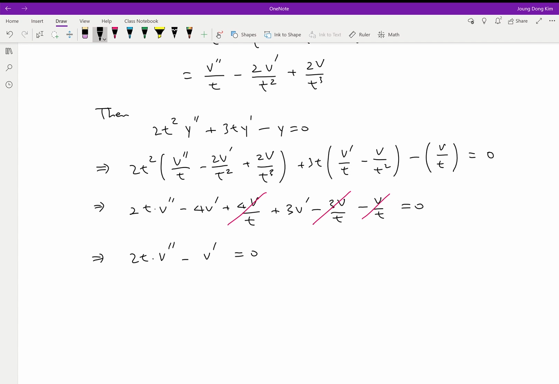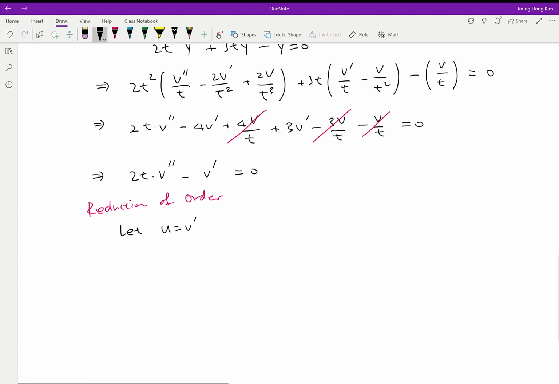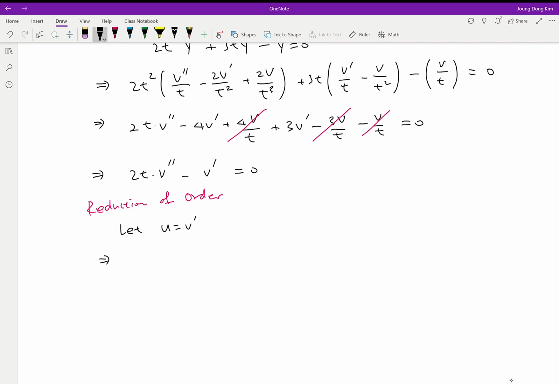Now it is time to use the reduction of order. What does that mean? If I define u as v prime, then this second order equation becomes a first order equation. And now we will try to solve this differential equation. As you can see, this is a first order linear equation, so we can use an integrating factor, or it is separable, so you can use separation of variables as well. In this video, we're going to use the integrating factor.